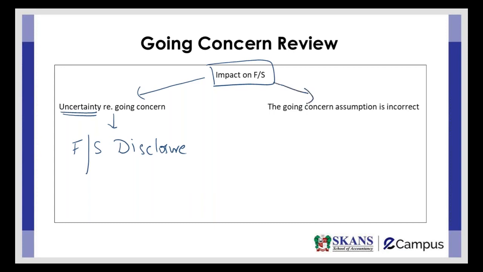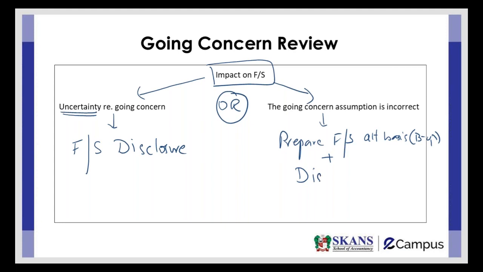On the other hand, if you're fairly certain that the company is no longer a going concern, so you know that the company will shut down in the next 12 months, you have to prepare financial statements on an alternative basis, which is again the breakup basis, plus you have to give a disclosure in financial statements that financial statements have been prepared on a breakup basis.